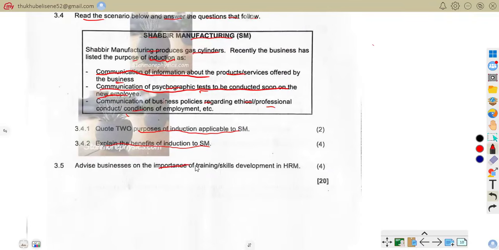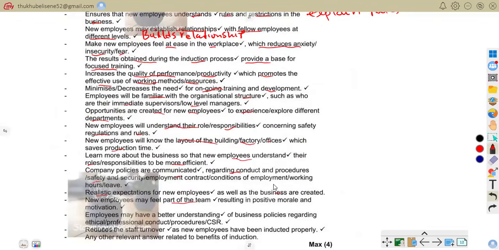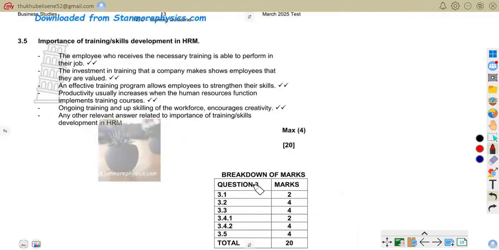Advise business on the importance of training or skills development in human resource management, HRM. So let us quickly attend to it. So here we are on the importance of training or skills development in HRM, human resource management. It says the employee who received the necessary training is able to perform in their job. So it means it improves performance.